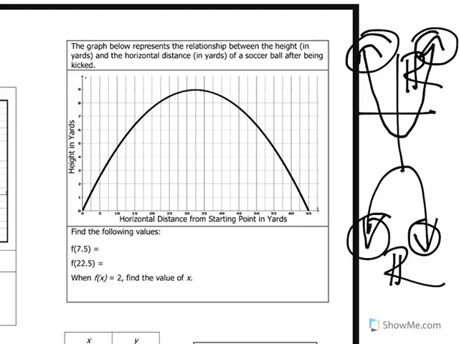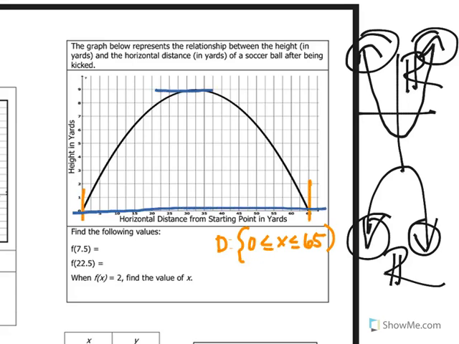But we can see in this real life situation that our domain, which goes from left to right, starts over here and ends over here. So if we were going to write the domain, we would say the domain is 0 is less than or equal to x, which is less than or equal to 65. And our range, which goes from bottom to top, starts again down here on the 0 line and ends up here. It stops. So our range is going to be 0 is less than or equal to y, which is less than or equal to 9.